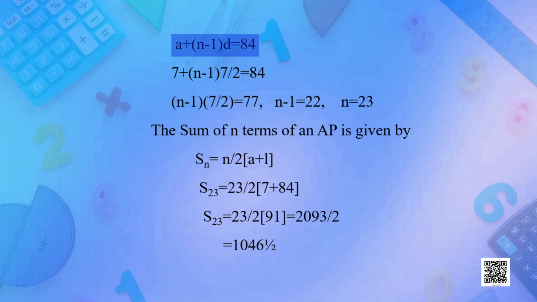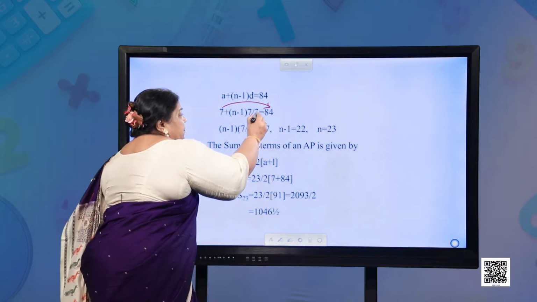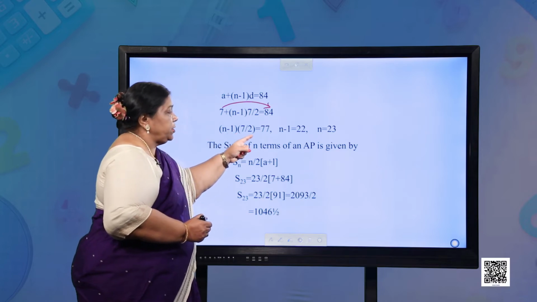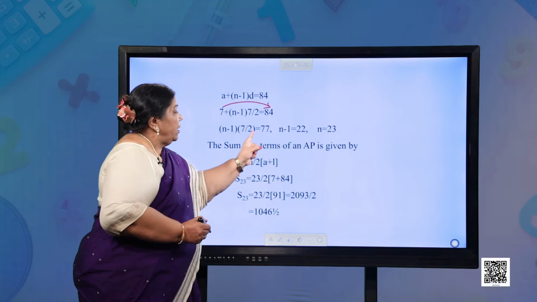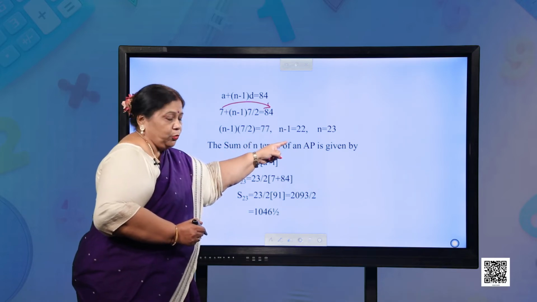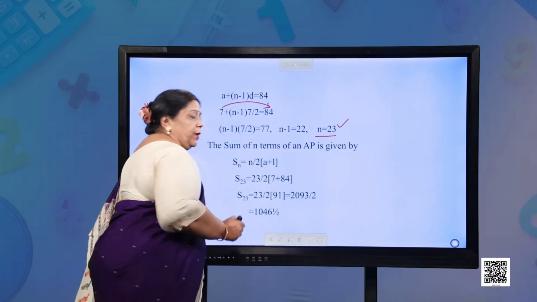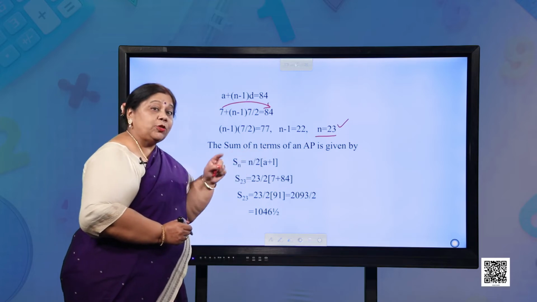We have A plus n minus 1 into D as 84. So 7 plus n minus 1 into 7 upon 2 is equal to 84. If I take this 7 to other side and subtract, I will get 77. So n minus 1 into 7 upon 2 is equal to 77. That is n minus 1 is equal to 77 multiplied by 2 upon 7. That gives me 22. So n minus 1 is 22, or n is equal to 23. Is it clear? Now I will find S23.